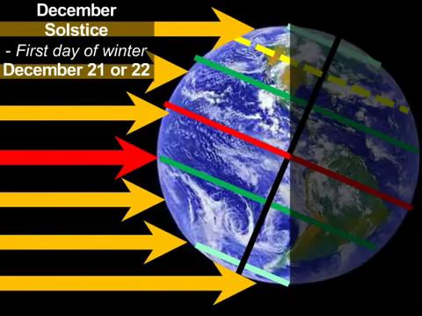Each of these orange arrows represents incoming solar radiation, with the darkest one being the subsolar point. And so here we can see the subsolar point is directly over the Tropic of Capricorn, down in the southern hemisphere. Some things to note. If we look at places in the southern hemisphere, they have more daylight than they do nighttime, whereas places in the northern hemisphere have more nighttime than daylight.